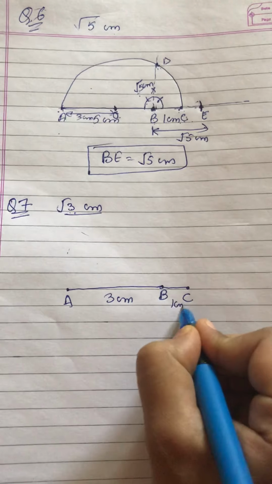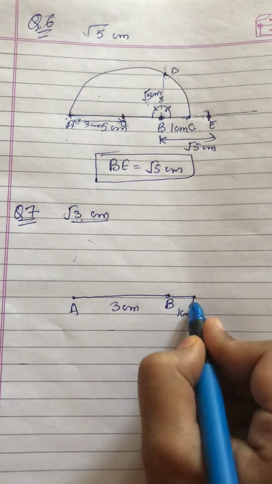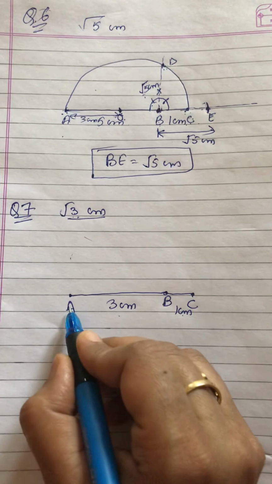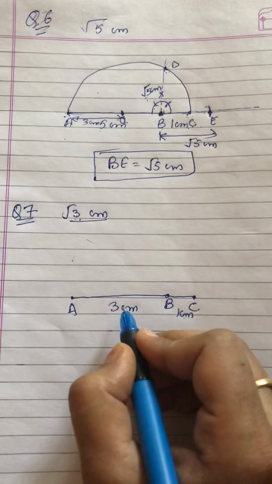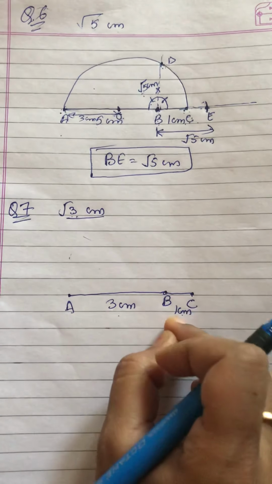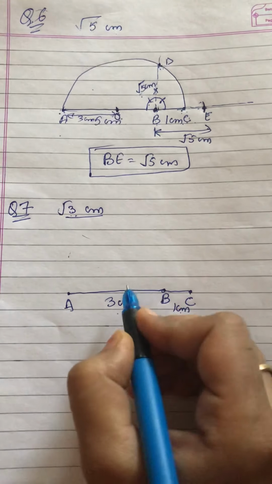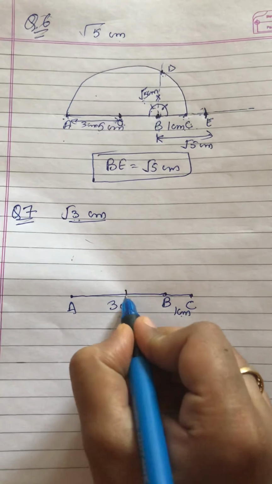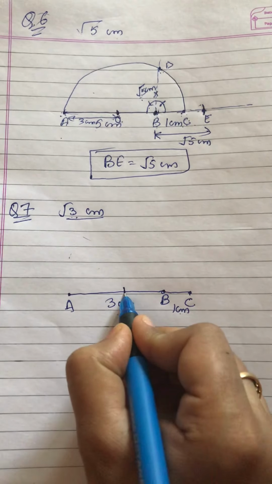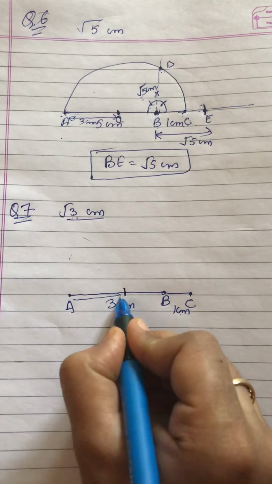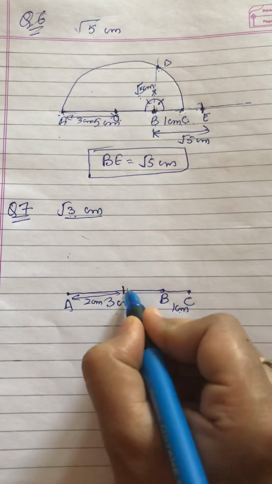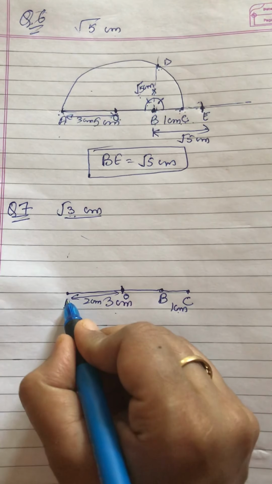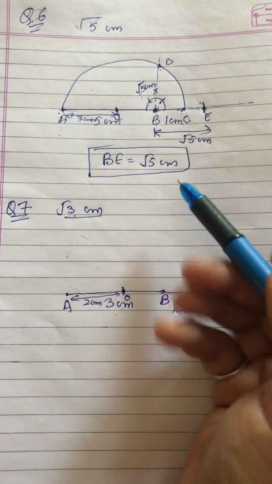This is how much? 1 centimeter. Now the full length AC is how much? 3 plus 1, that is 4. Now we have to mark the midpoint of line segment AC. So for that, how much is AC? 3 plus 1, 4 centimeter. Half of that will be 2 centimeter. So mark it here. That is 2 centimeter. From A, mark 2 centimeter. From here to here, how much is it? 2 centimeters. So mark this point as O. What is the length of OA? 2 centimeters. After that, what was the next step?